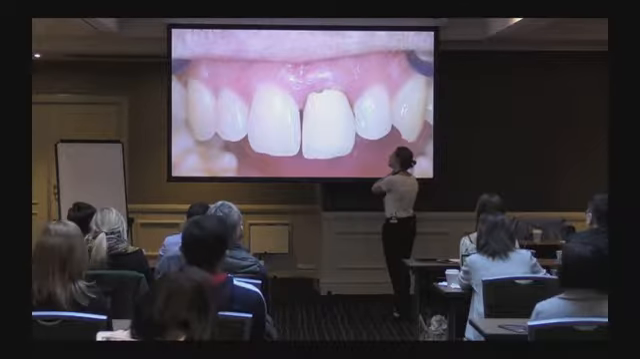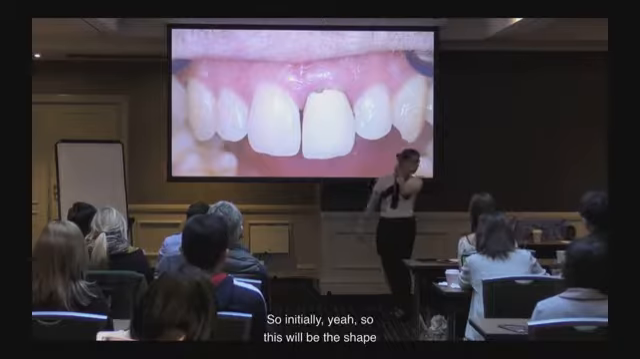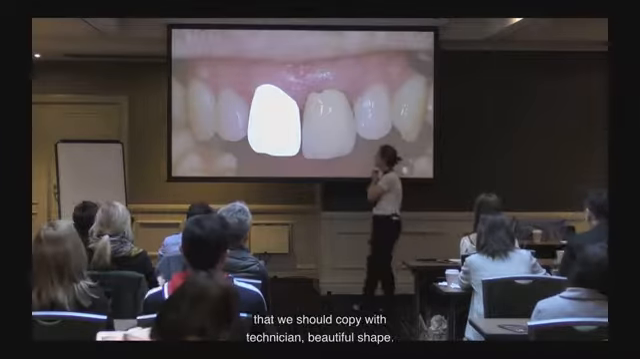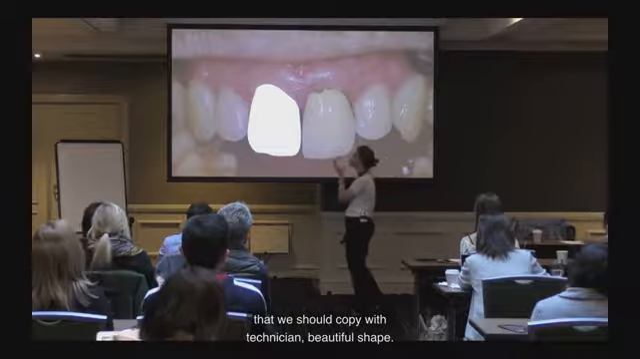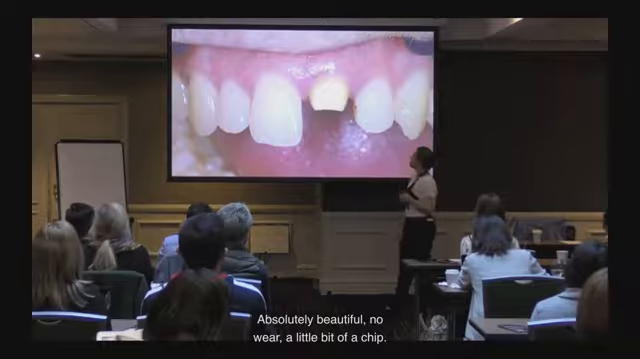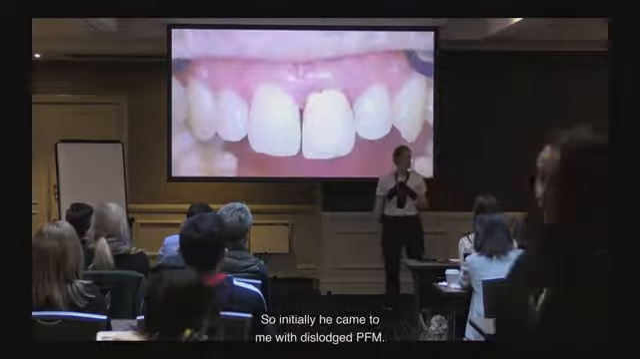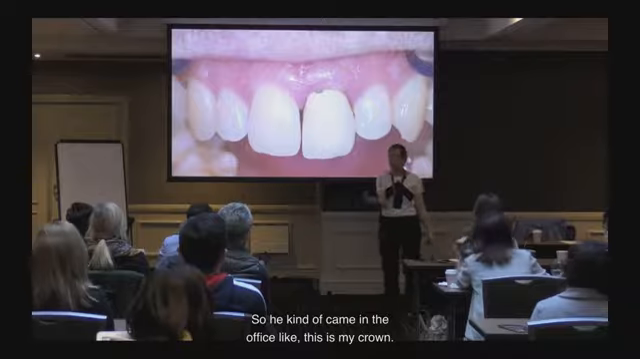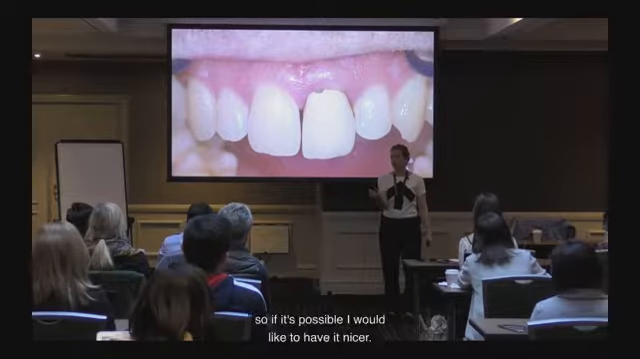So initially, this will be the shape that we should copy with the technician. Beautiful shape, absolutely beautiful. No wear, a little bit of a chip. Initially he came to me with a dislodged PFM. He kind of came into the office like, this is my crown, and also it's ugly, so if it's possible, I would like to have it nicer.